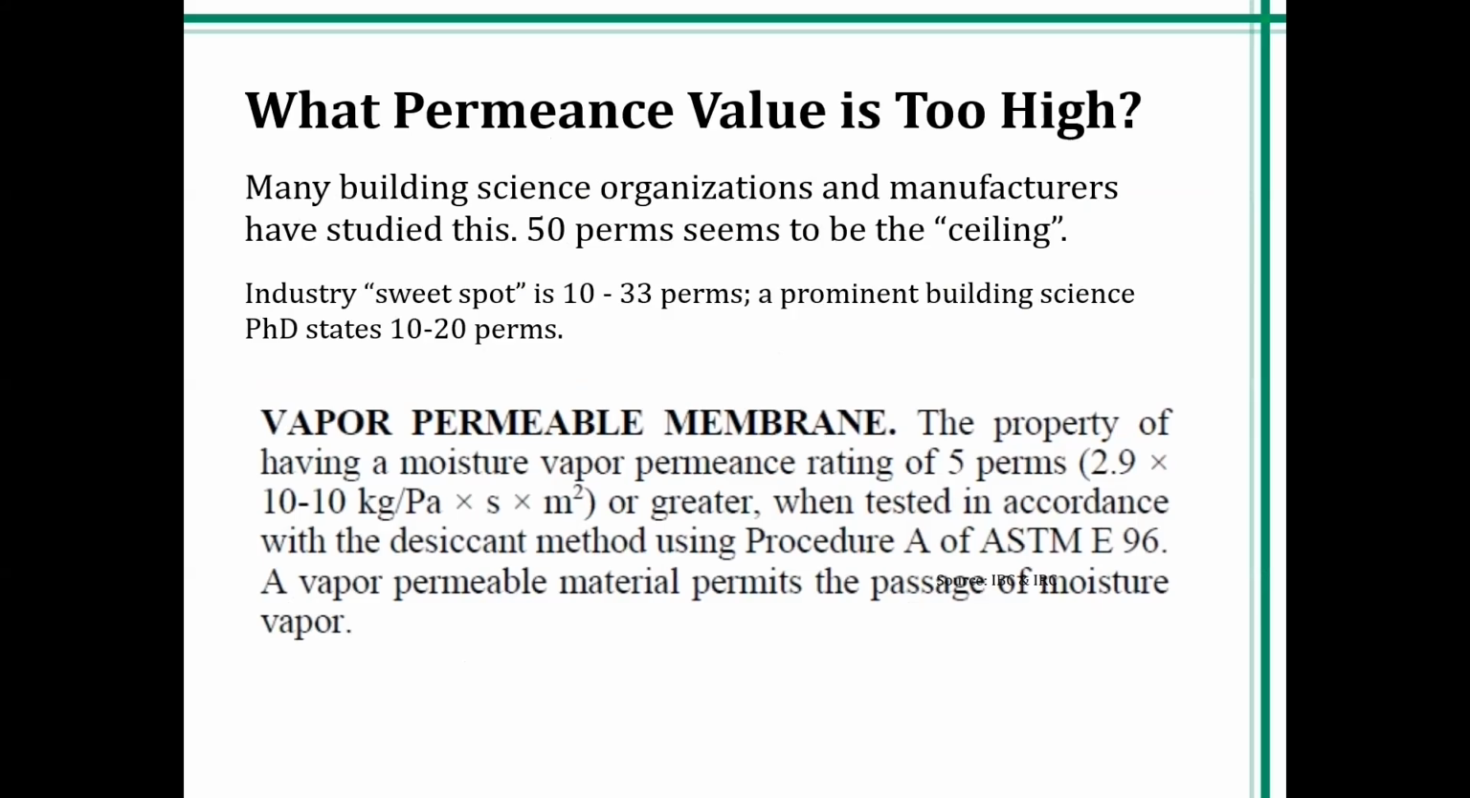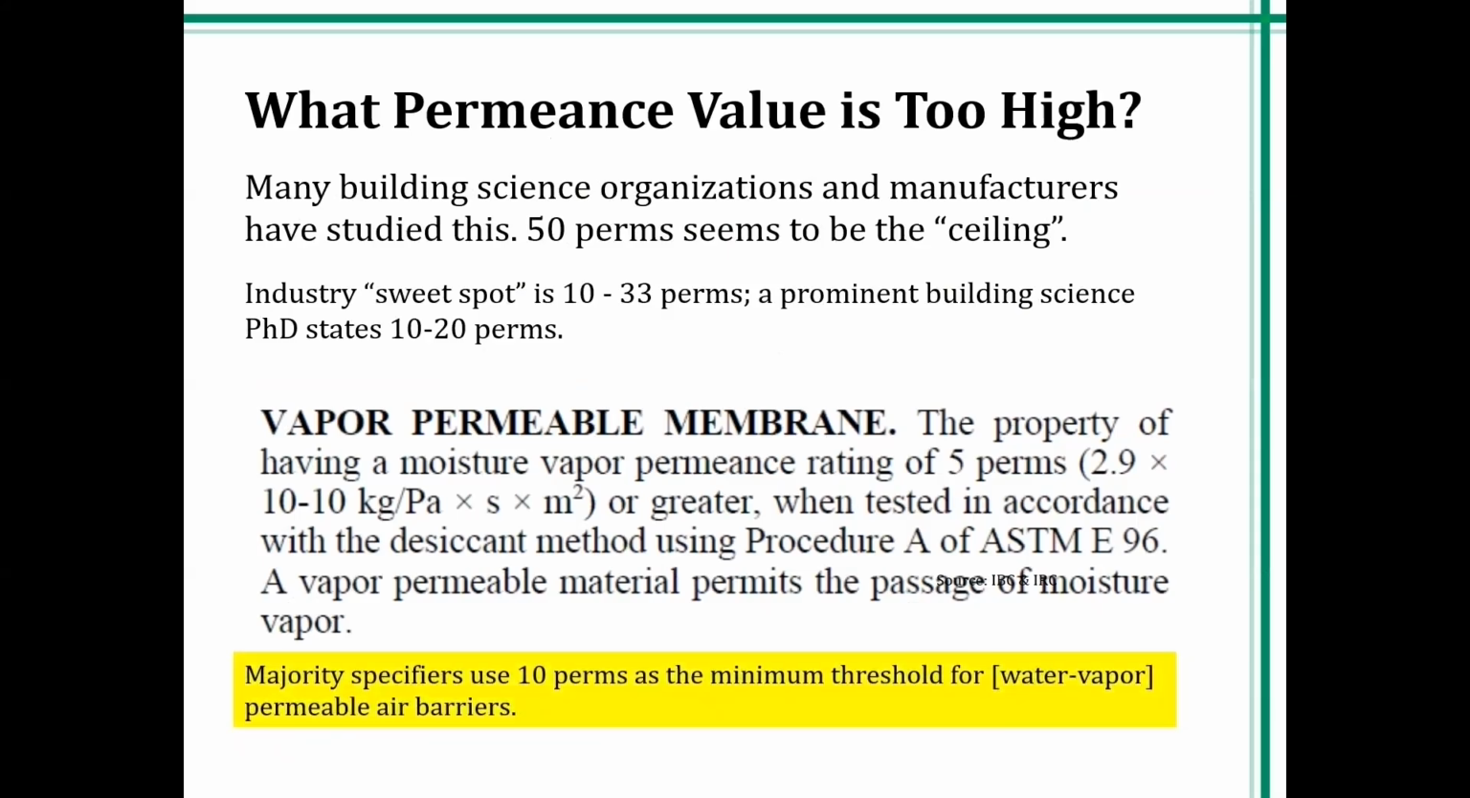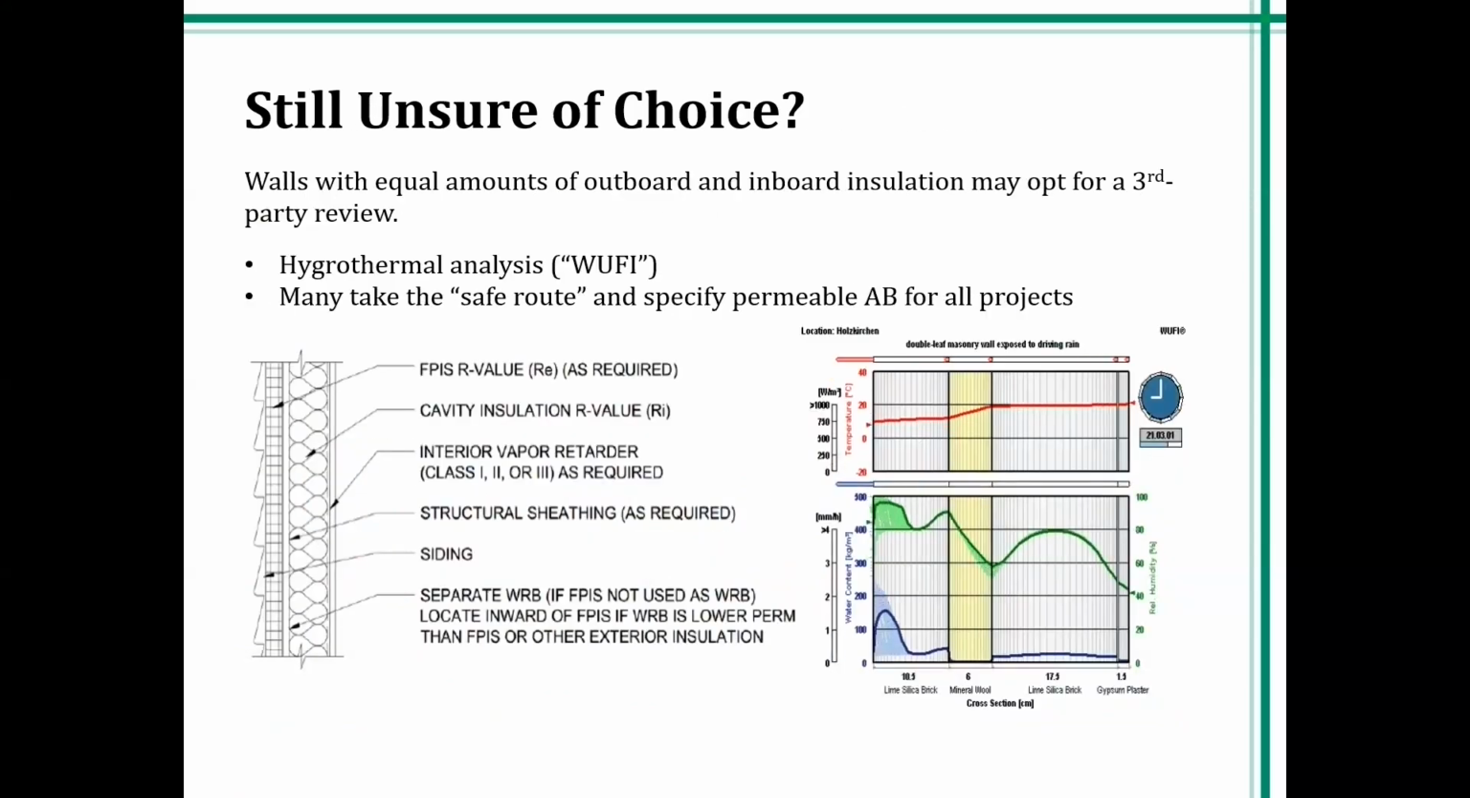A prominent building science PhD states that 10 to 20 perms is really the sweet spot. The spun-bonded polyolefin building wraps typically tend to be between 29 and 33 perms in that range. But again, I mentioned in Chapter 2, vapor permeable membranes are defined as a property of having a moisture vapor permeance rating of 5 perms or greater when tested to E96, the desiccant method for permeable air barriers. So again, most specifiers use 10 perms or greater as the threshold, as I touched on earlier. If we're still unsure of choice of permeable versus non-permeable, again, the hydrothermal analysis will certainly earn its keep.